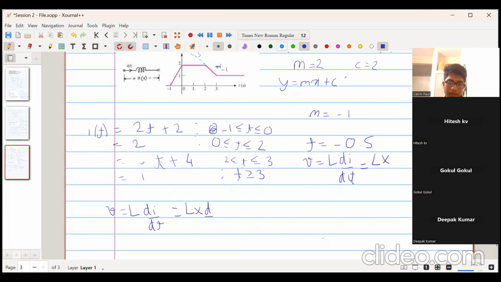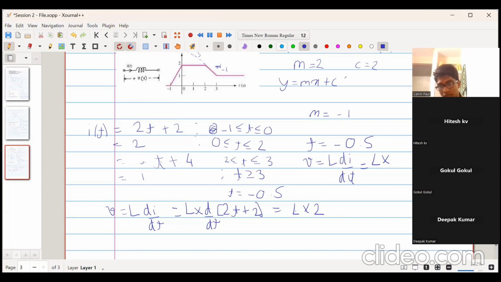Yes, sir. So at time t equal to minus 500 millisecond, that means at time t equal to minus 0.5, that is the instant when we want to find the voltage. At that time the current is increasing in this form, so the expression is 2t plus 2. Now I will have to differentiate 2t plus 2. When I differentiate that, I will get L into 2. So the voltage at t equal to minus 0.5 will be 2 into L. Any doubts in this?